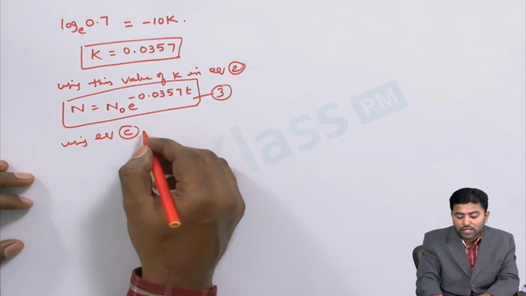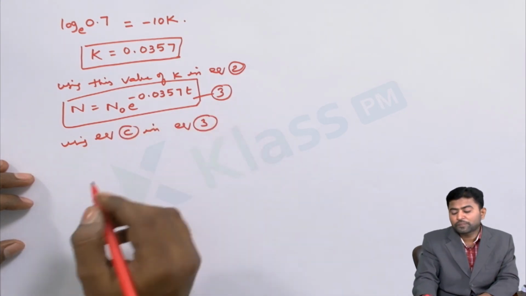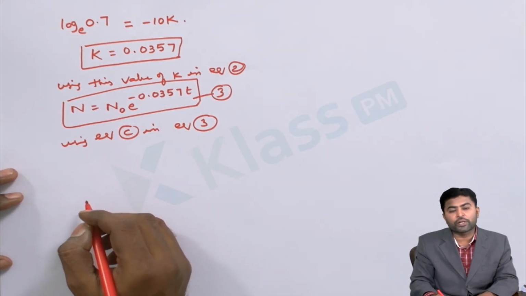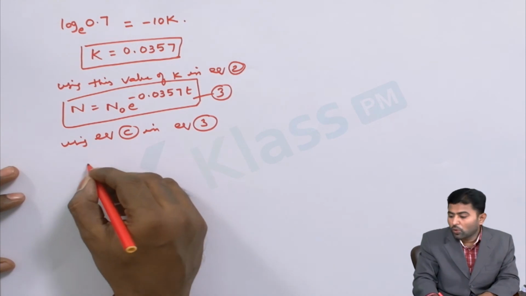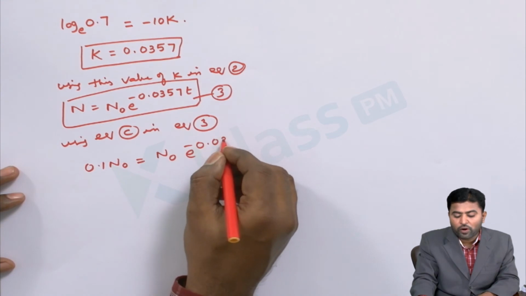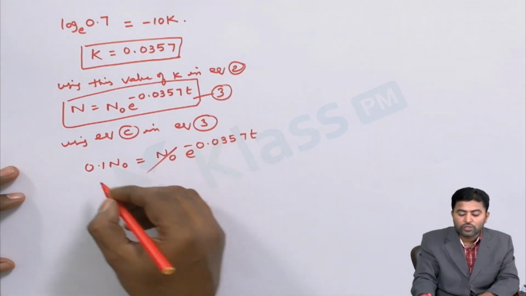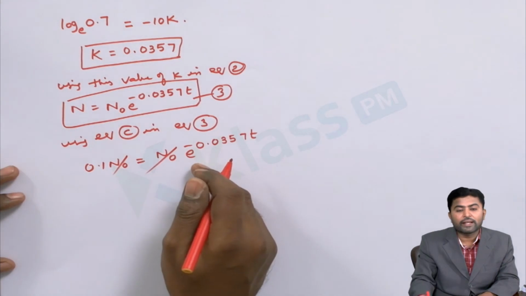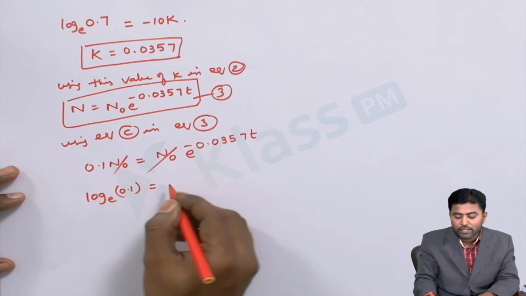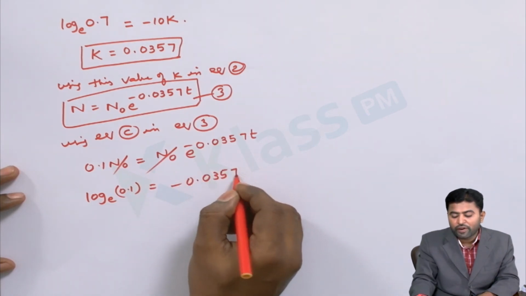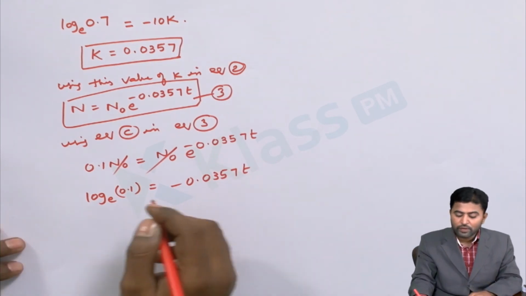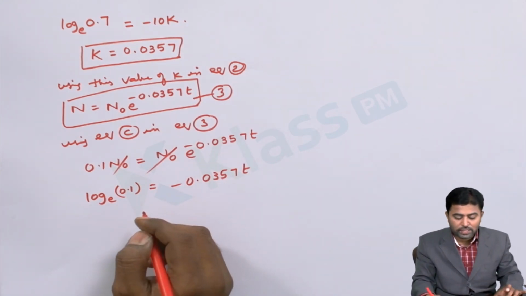Using equation c in equation 3. In equation c we wrote N is equal to 0.1 N naught and we have to get the value of t from that. So 0.1 N naught is equal to N naught e power minus 0.0357t. So this N naught and this N naught will get cancelled, and again I'll send this e to the other side. That becomes log to the base e 0.1 is equal to minus 0.0357t.